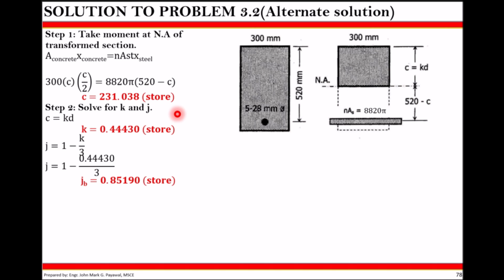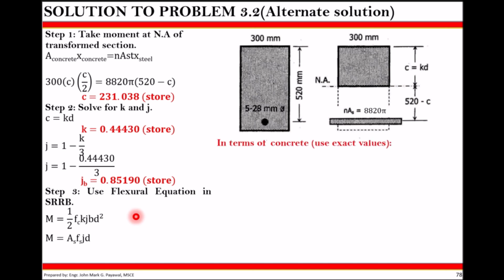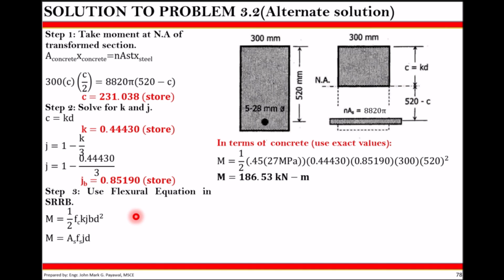So j would be, this is just an error, it should have been j, not j balance, okay? 0.85190. Then we can now apply your flexural equation in SRRB, wherein it is 1/2 FcKJbd squared for concrete and AsFsJd for your steel. Your moments would turn out to have the same values as 3.1 or 3.2 using the conventional steps 1 to 3. But this is an alternate solution, so you can apply that on every analysis here.